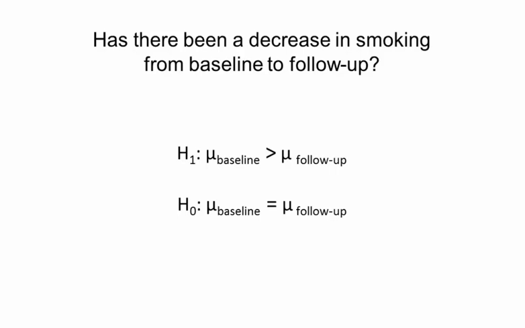We're going to hypothesize that the average number of times in the population that someone smokes at baseline is greater than the average number of times they smoke at follow-up. Of course, the null hypothesis is going to say there's no difference between the two mean scores in the population.